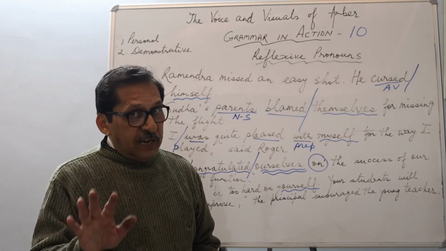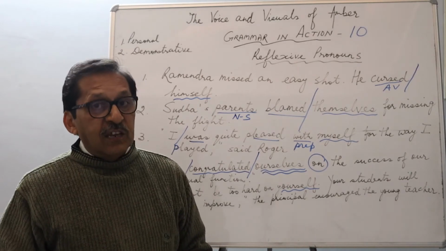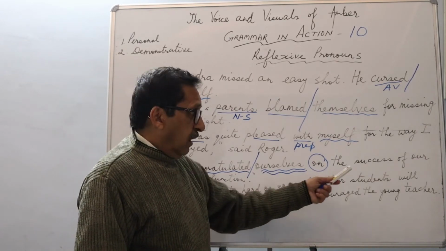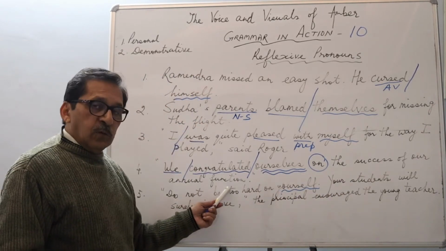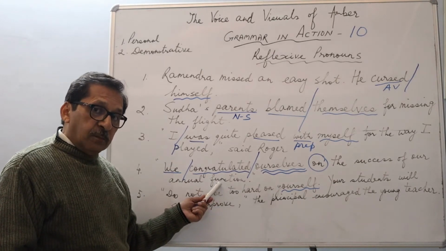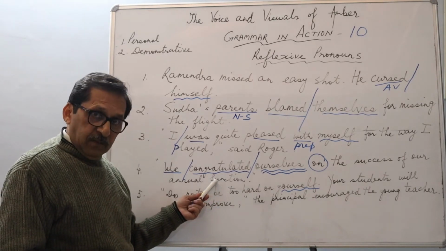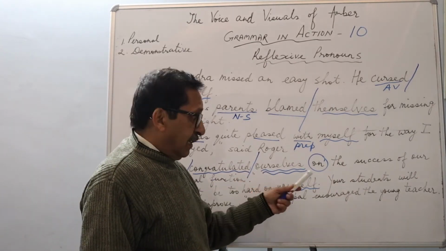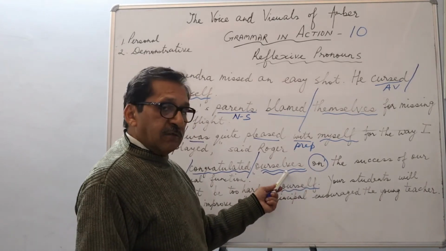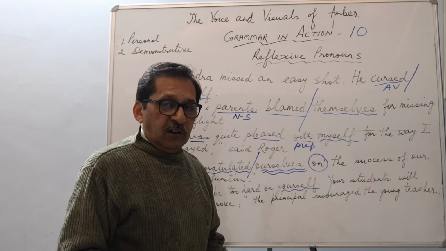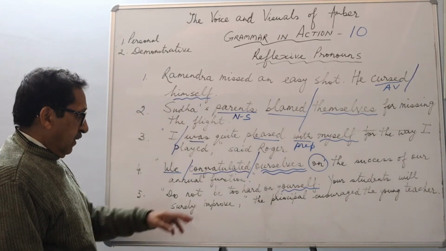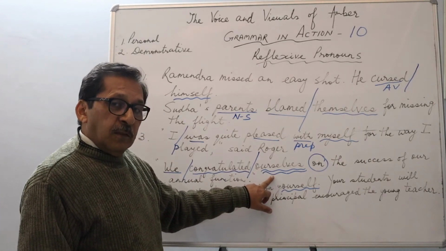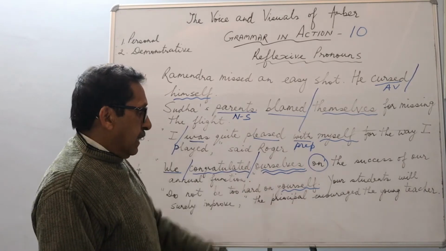F-E-A-T. So feat means achievement. Okay, so we congratulated ourselves on the success of our annual function. So we had performed a remarkable feat. That is, the annual function was a huge success, and we congratulated ourselves on the success. So we congratulate somebody on his or her victory or success. So we congratulated ourselves. This is also a reflexive pronoun in the first person, plural number.